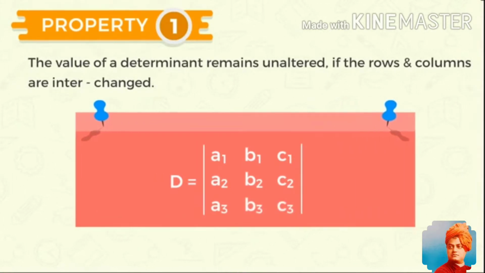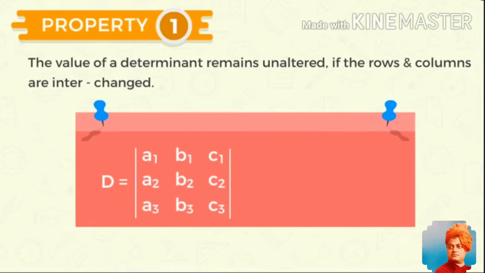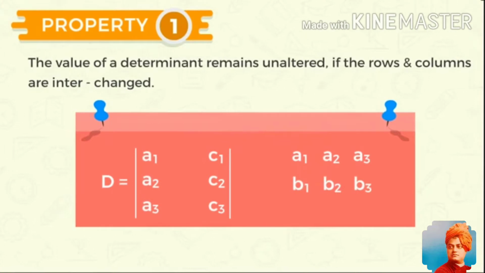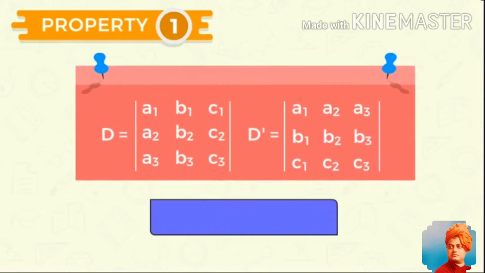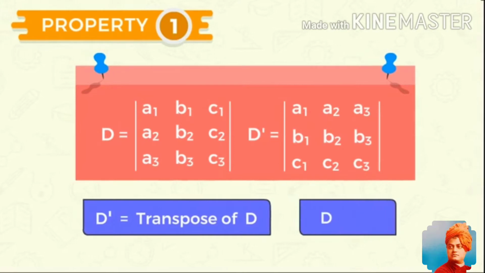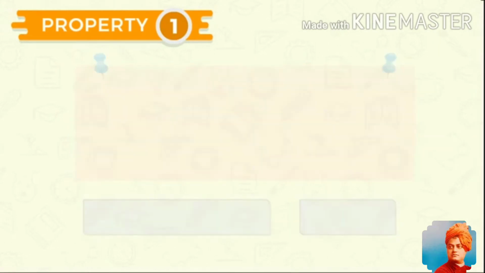So we'll try to interchange its columns to rows. Let us take the first column and make it the first row. Take the second column and make it the second row. We'll take the third column and make it the third row. This new determinant thus formed is called the transpose of the original determinant D. So we can say that D is equal to D dash.